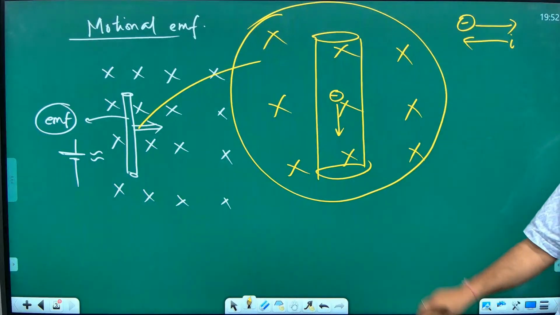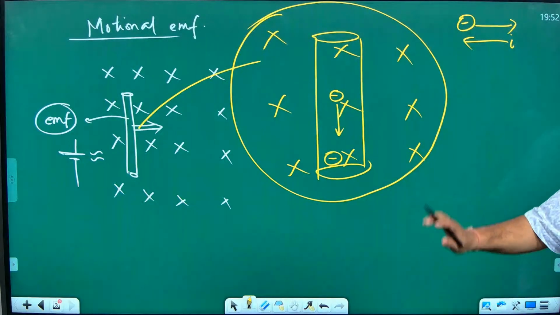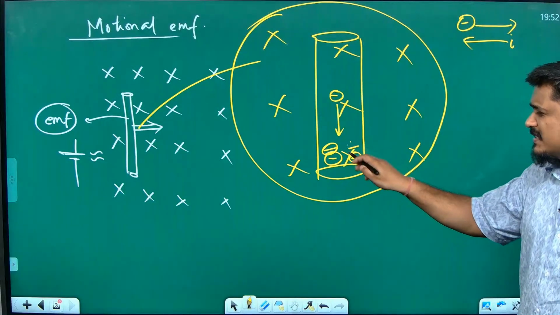What will happen? It will go and accumulate down. The same will happen with other electrons also. So, electrons start to accumulate down.